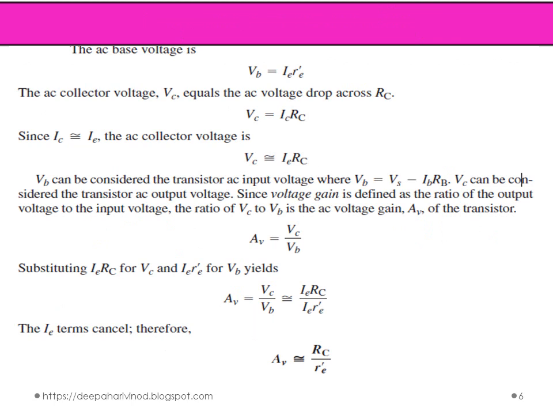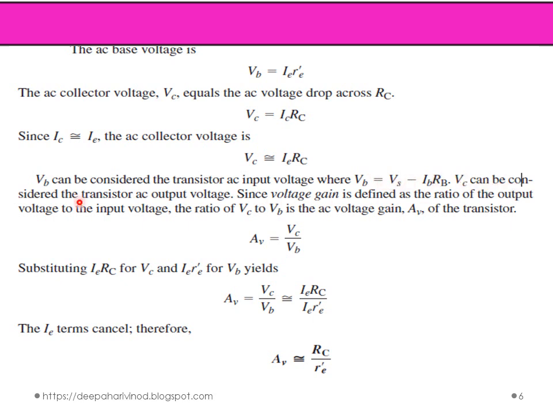The AC base voltage, that is vb, equals ie times r dash e. r dash e is the internal resistance of the emitter. The AC collector voltage vc equals the AC voltage drop across RC. That is, vc, the voltage across the collector, equals ic times RC, where ic is approximated to ie. So I can write vc equal to ie times RC. vb can be considered the transistor AC input voltage.